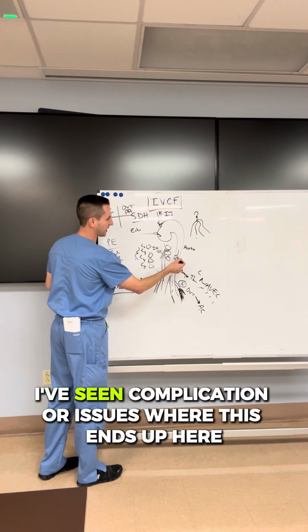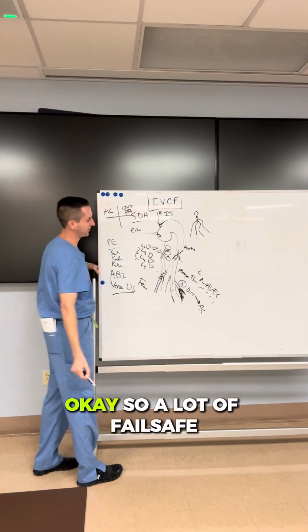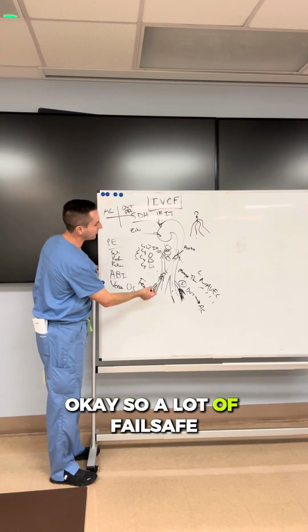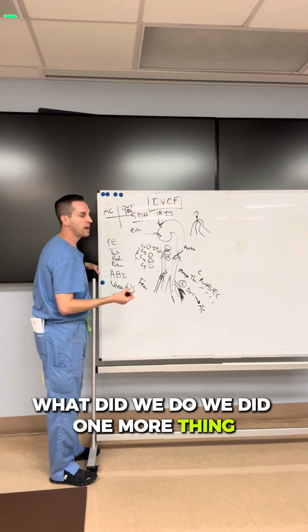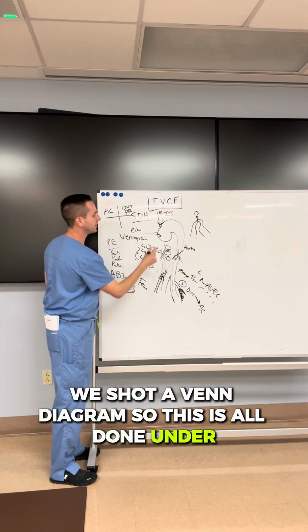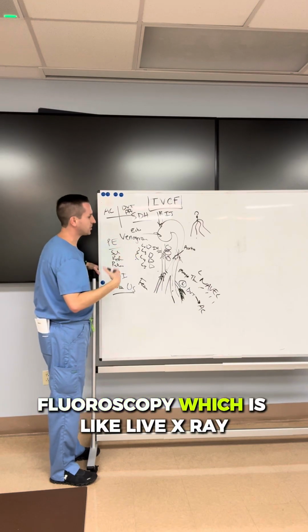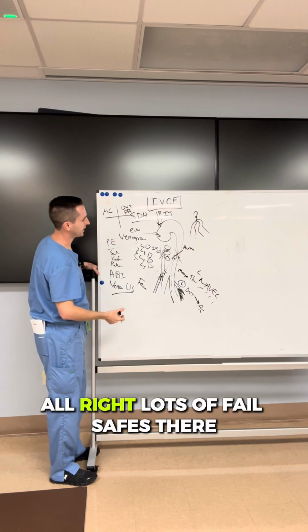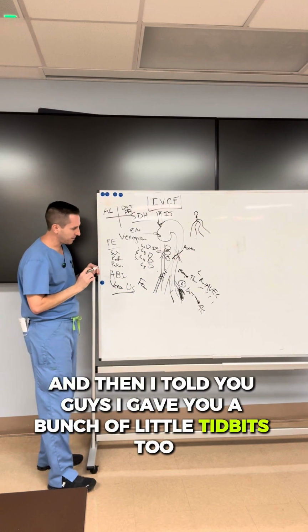I've seen complications or issues where this ends up here. Also not good, okay? So a lot of fail-safes, because then once we got where we wanted to be, what did we do? We did one more thing. We shot a venogram. So this is all done under, what's it called? Fluoroscopy, which is like live x-ray, all right? Lots of fail-safes there. And then I told you guys, I gave you a bunch of little tidbits too.